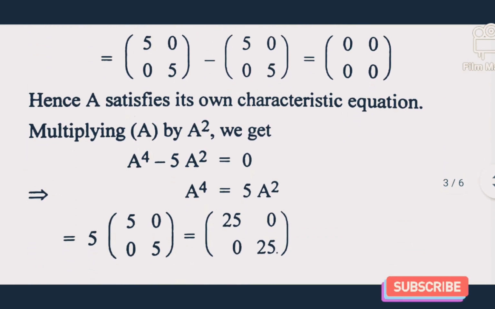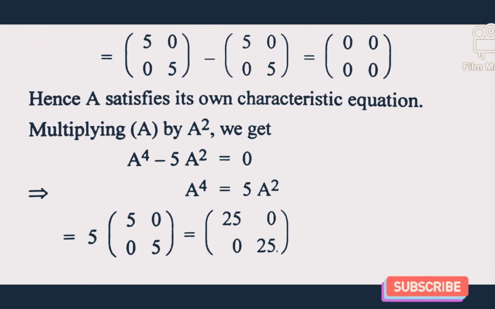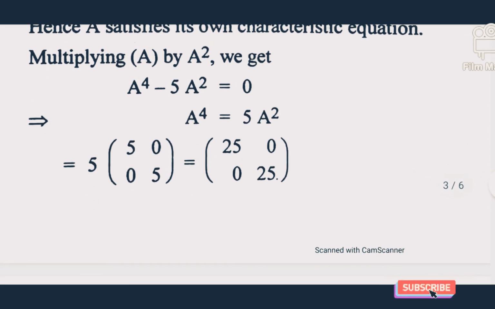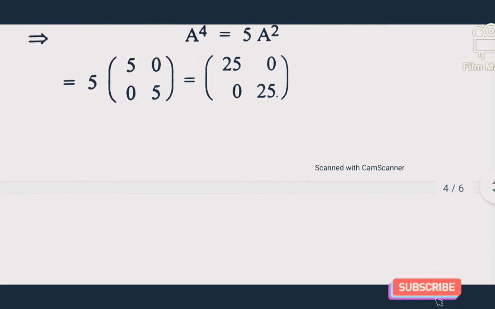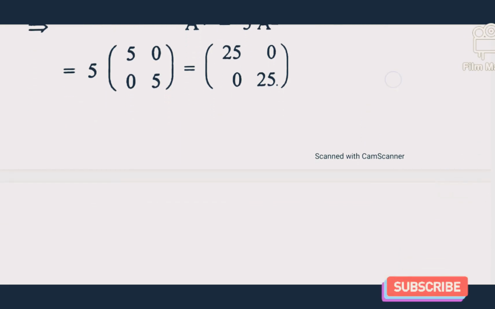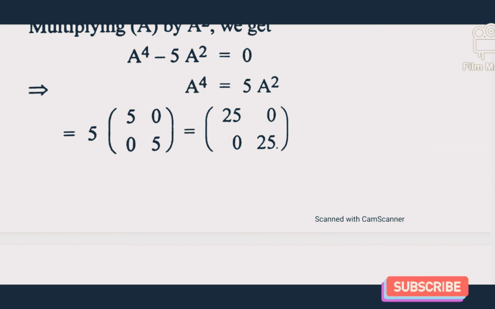To find A power 4, we use the equation A square minus 5A equal to 0. Multiply that equation by A square, so that we get A power 4 minus 5A square equal to 0. Now we keep A power 4 on the left hand side and move 5A square to the right hand side, substitute the values of A square, and we get A power 4 as 25, 0, 0, 25. So using the Cayley-Hamilton theorem, we can find A power 4 like this.